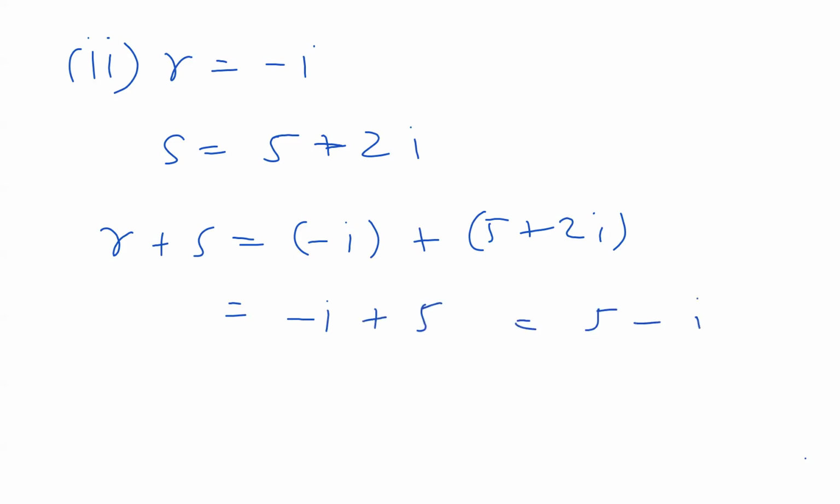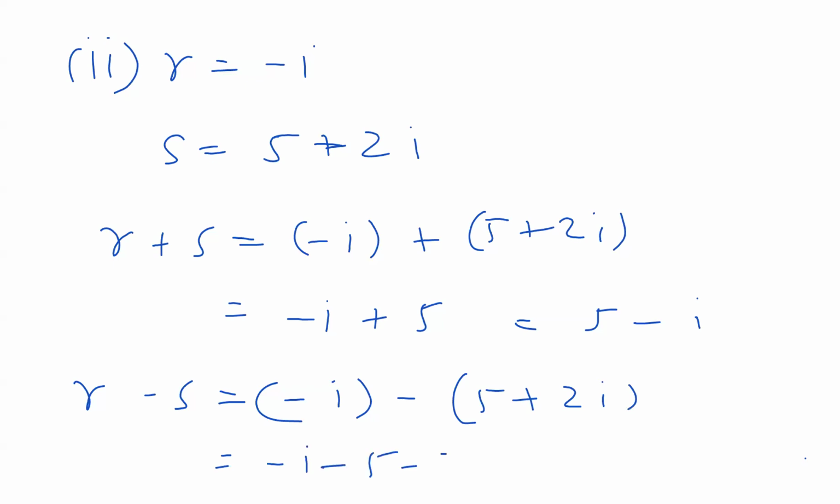And R minus S. Minus i minus 5 plus 2i, minus i minus 5 minus 2i. So this will be minus 5 minus 3i, since minus i and minus 2i is minus 3i. Write always in the format of a complex number, a plus bi format.